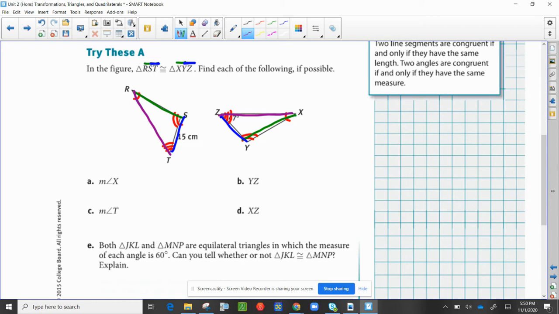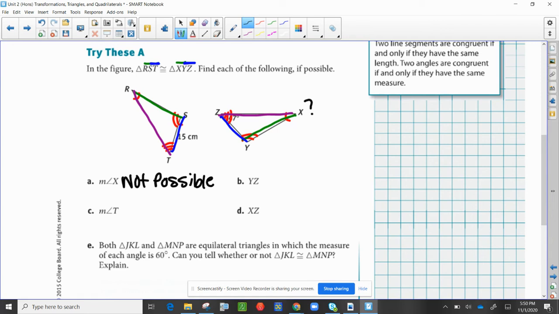Okay? So what they want us to do is to look at the measure of these and find the measure if it's possible. So let's look at X. Okay, they want to know what's the measure of angle S. So can we figure that out? So angle X has to line up with angle R. Since I don't actually know what angle R is, this one's actually not possible. So with the information they gave us, I can't actually find the measure of angle X or R.